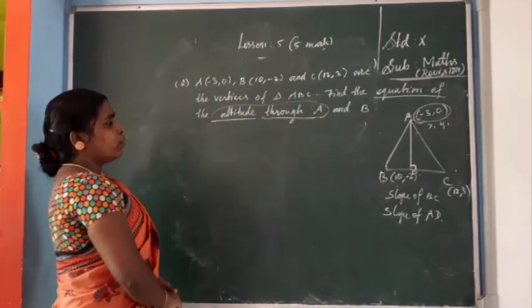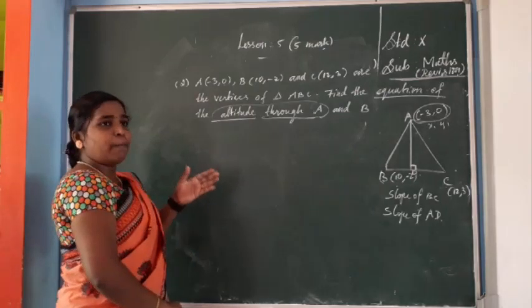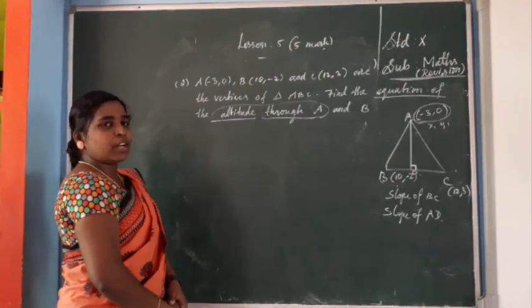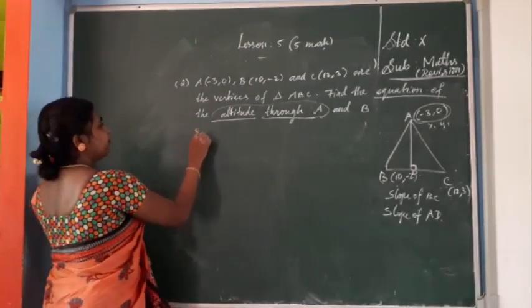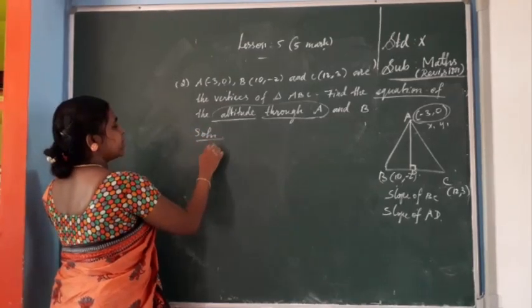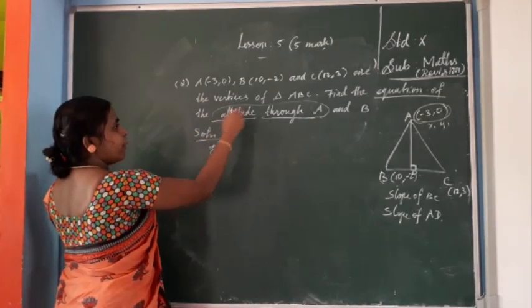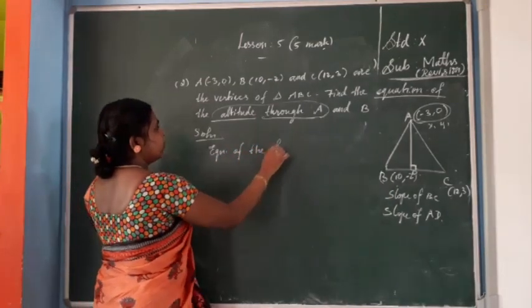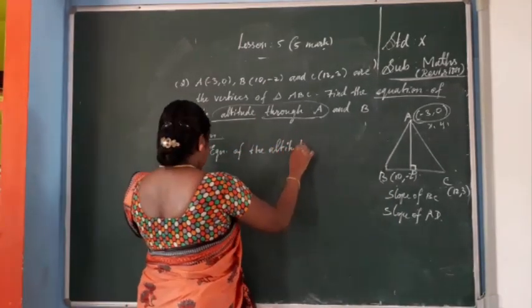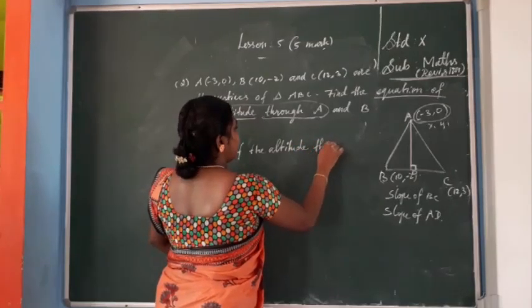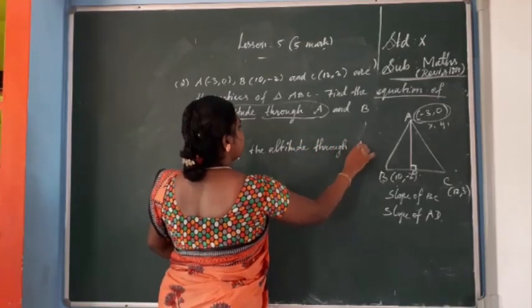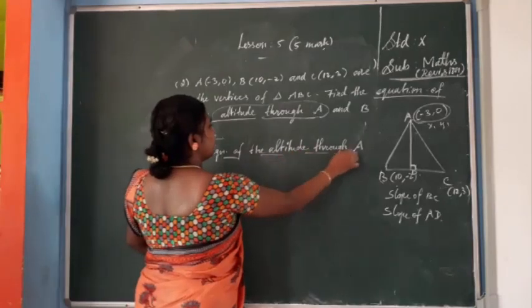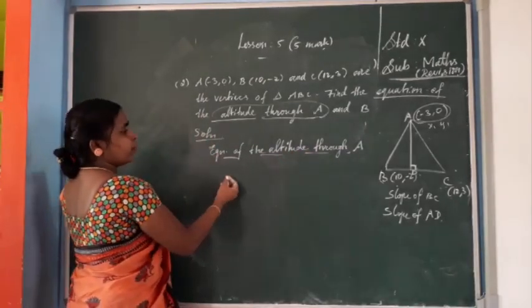Okay, shall we do it? So what are the steps? Slope of BC, slope of AD, next the equation. Okay, so first, I am writing a side heading because two parts are there now. So the equation of the altitude through A.